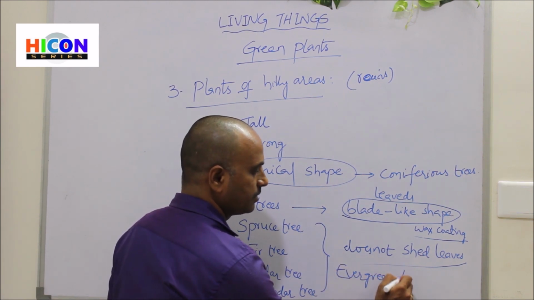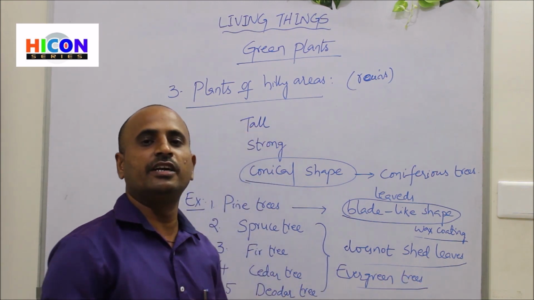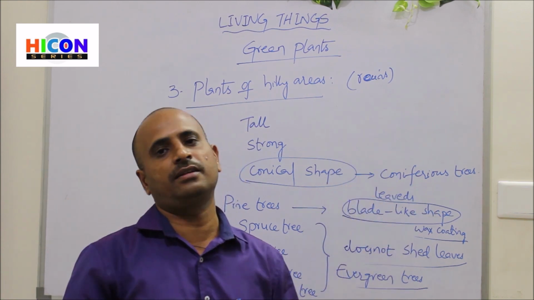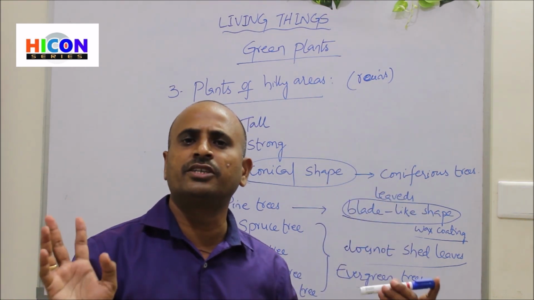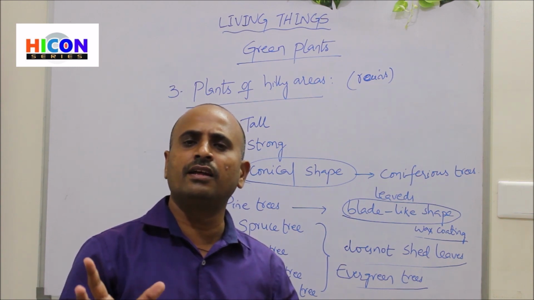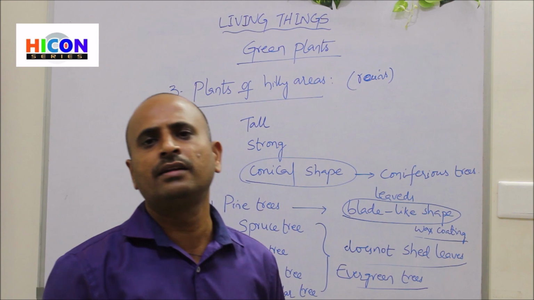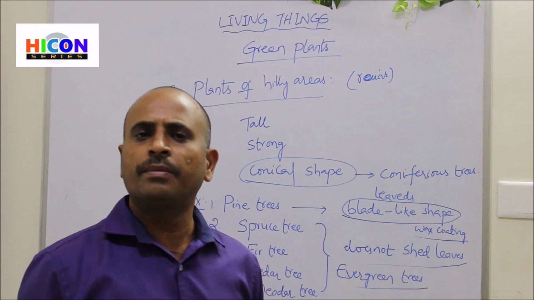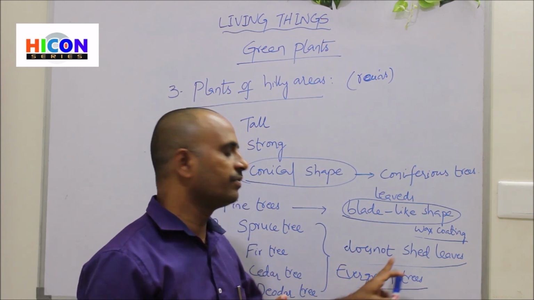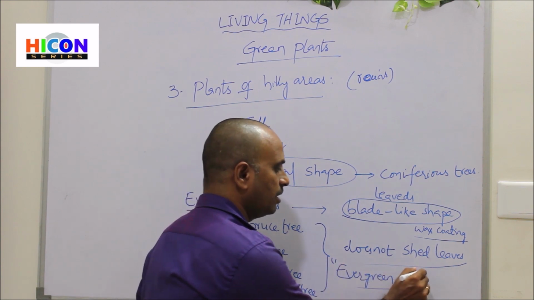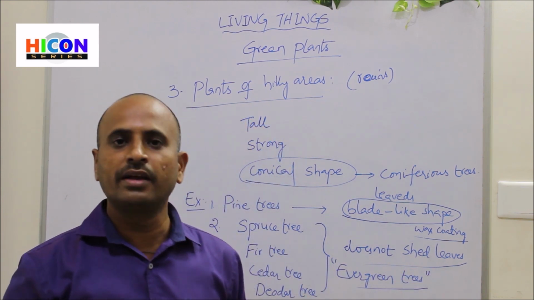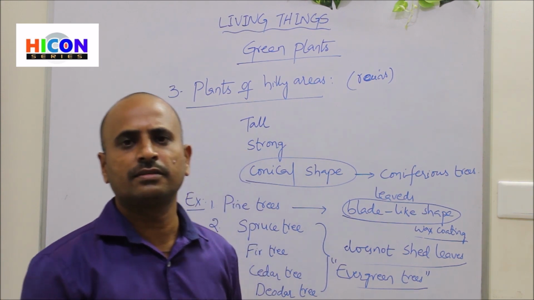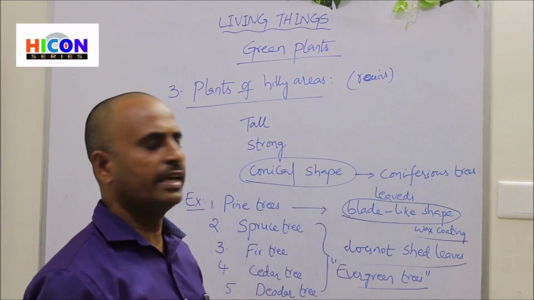Evergreen trees. Because they do not shed their leaves, they always remain green in every season. All the green leaves are attached to the plant, so throughout the year the plants look green because of the leaves. That's why these plants are also called evergreen trees. So this is about plants of hilly areas.